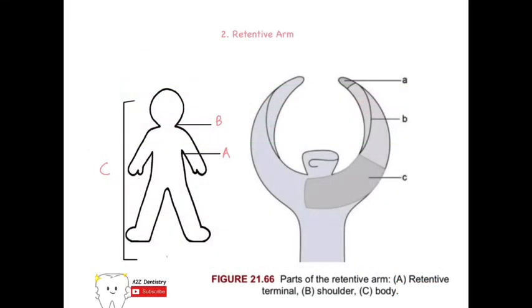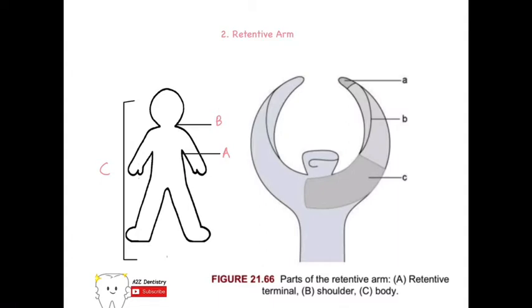So the next part of our clasp assembly is the retentive arm. Now this retentive arm is divided into three parts. In this slide I have put two figures. The one on the left is a human body, and the second one is how the retentive arm actually looks. The parts of the retentive arm can be remembered like this: we have a body, and likewise the retentive arm also has a body. Our body has two shoulders, and likewise the retentive arm also has a body and two shoulders.